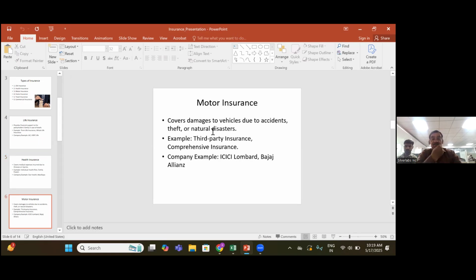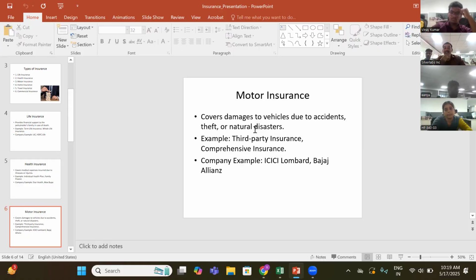Motor insurance, which covers damages to vehicles due to accidents, theft, or natural disaster. Examples: third-party insurance, comprehensive insurance. What is third-party insurance? Suppose A is driving his vehicle from one place to another. During this travel, if somebody hits him and he meets with an accident, the company will pay the damages to the vehicle as well as to the person who got injured by the person who hit. That is called third-party insurance.